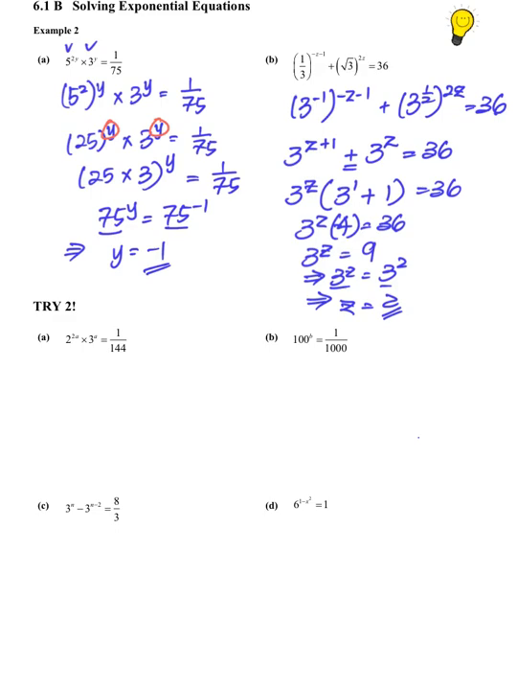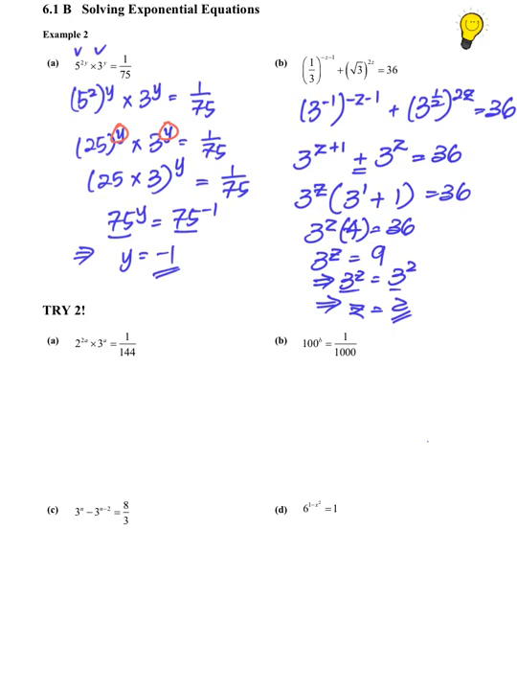Okay, you can pause the video for this moment, or you can just follow. 2 to the power 2a times 3 to the power a equals 1 over 144. You notice that I can change 2 to the power 2a to 4 to the power a. So 4 to the power a times 3 to the power a equals 1 over 144. So this is 12 to the power of a, and 144 is 12 squared. So 12 to the power a equals 12 to the power negative 2. So a must be equal to negative 2.